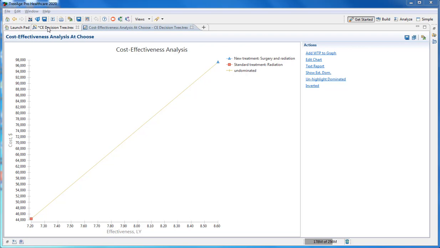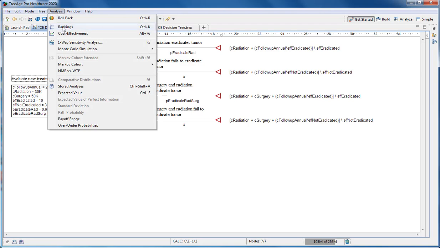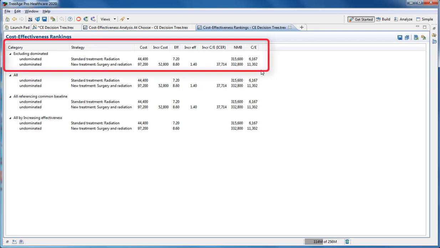To see the numeric cost effectiveness analysis results, run the rankings report. This report presents the expected values for cost and effectiveness. The strategies are presented in ascending order, with incremental values for each pair of strategies. The ISA represents the additional cost per unit effectiveness to switch to the more expensive or more effective strategy.